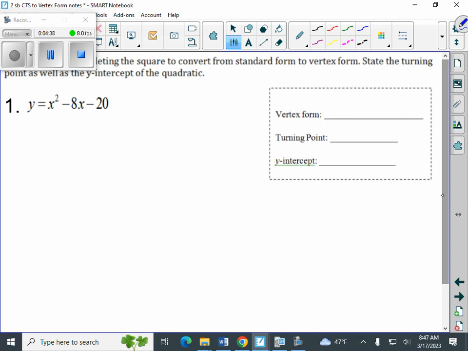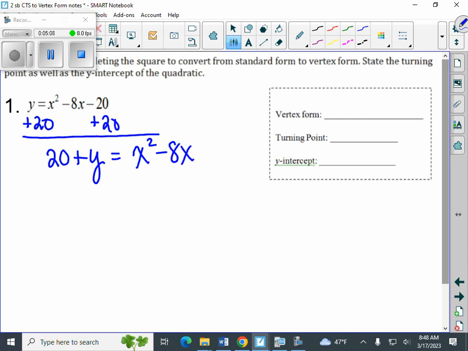Once again, the steps are: put the variables on one side, the constants on the other. Or put the x's on one side, the constant on the other. So I need to do a little bit better with my space here, but we're going to add 20 to both sides. So this is going to be 20 plus y, and it is fine if you write y plus 20, equals x squared minus 8x.